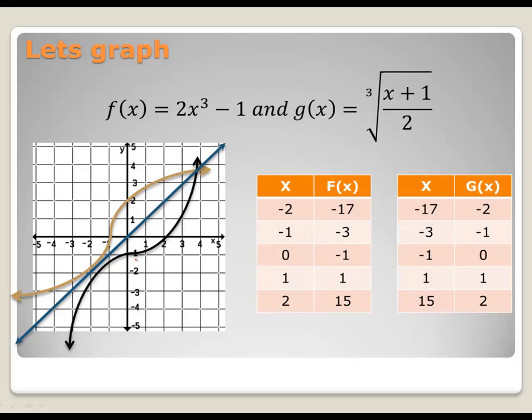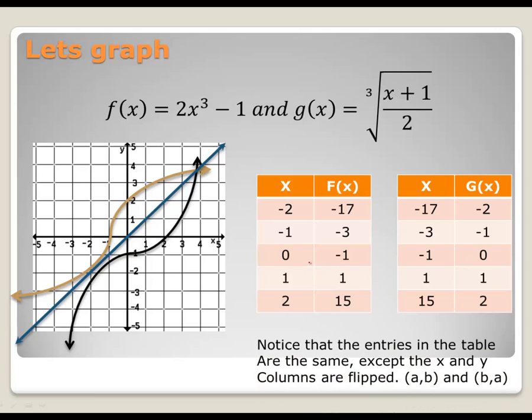If we were to look at this on a table, what we see is that our columns are flipped. So we have our x values negative 2, negative 1, 0, 1, and 2. Over here, our y values are negative 2, negative 1, 0, 1, and 2. So we just take these columns and flip them, and we get our inverse function, which goes along with what we said in the last slide, which is that (a, b) turns out to be (b, a) for the inverse.